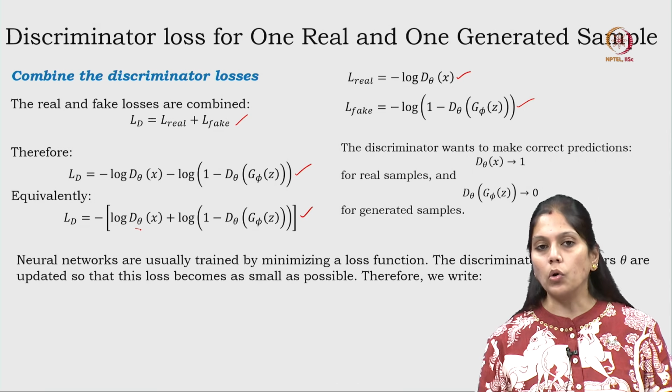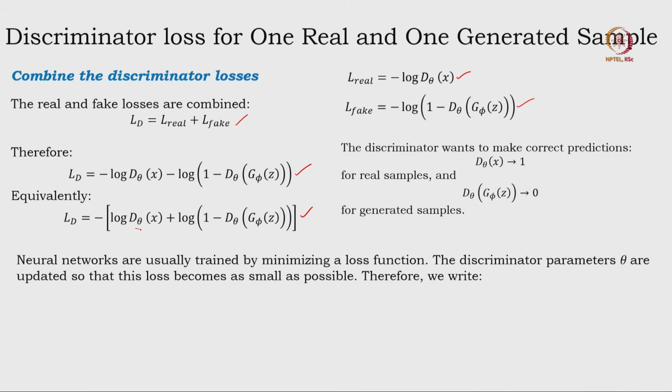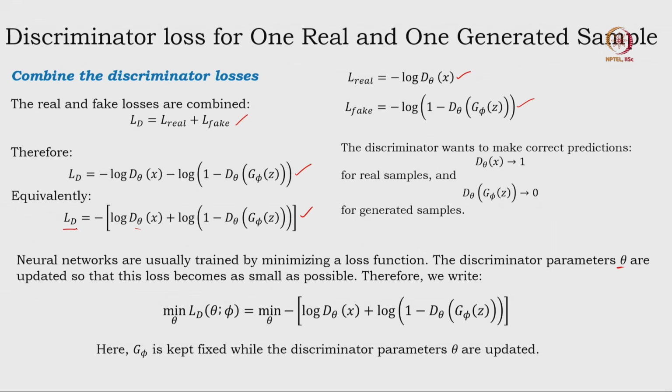So this is what we are talking about. Neural networks are usually trained to minimize the loss function, and the discriminator parameters theta are updated so that the loss becomes as small as possible. So your aim is to minimize the loss. Can we write the same LD in this form? Look at this, it looks very complicated, but it is very simple. What exactly is our aim? Our aim is to minimize the loss.